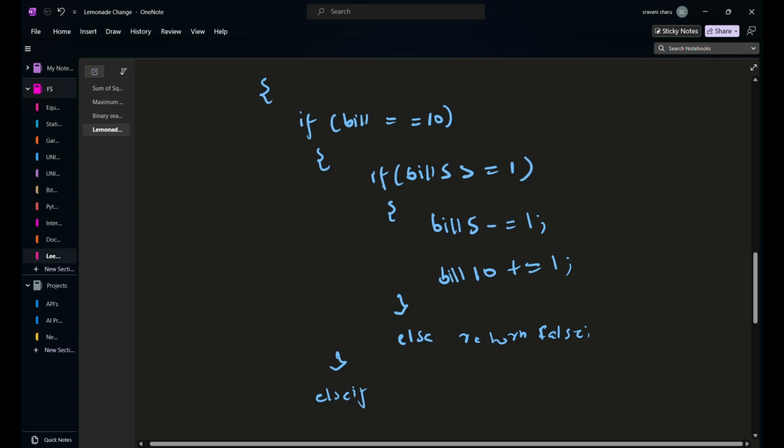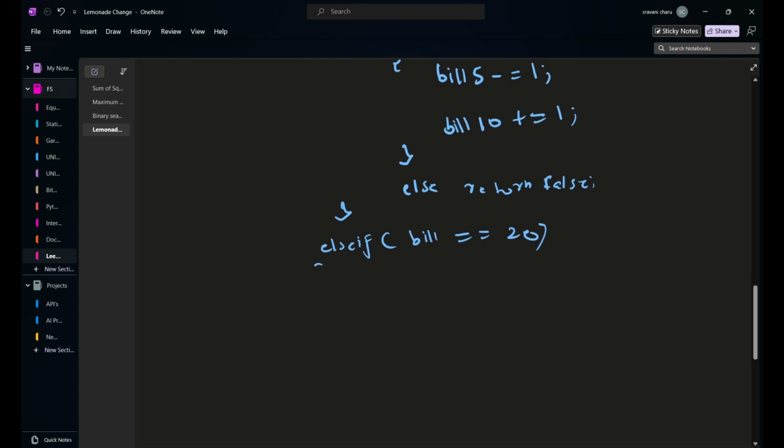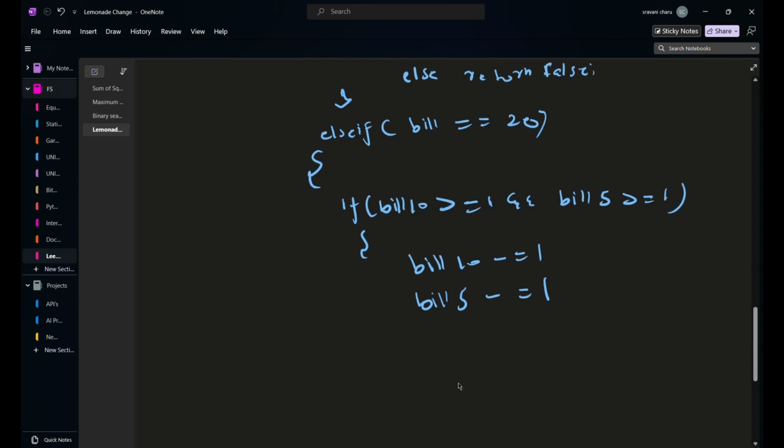What if we have the customer giving us a $20 bill? Then we have seen that there are two conditions. One is if bill10 is greater than or equal to 1 and bill5 is greater than or equal to 1, then bill10 minus equal to 1, bill5 minus equal to 1. Since we do not need to keep a count of the $20 bill, we are just ignoring it. We are not increasing the count.